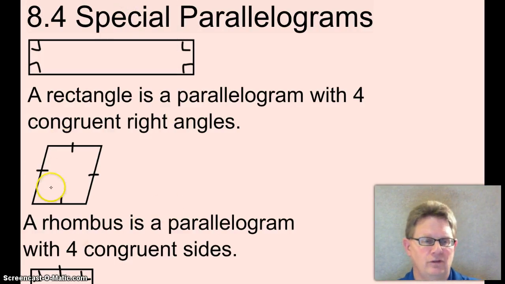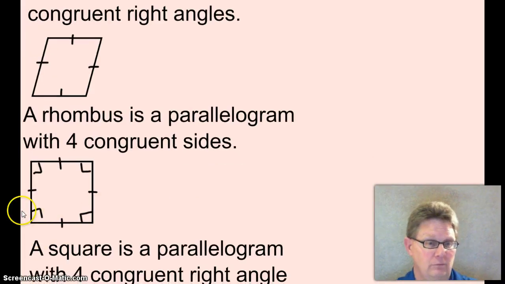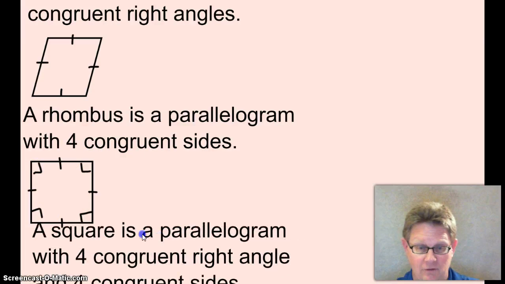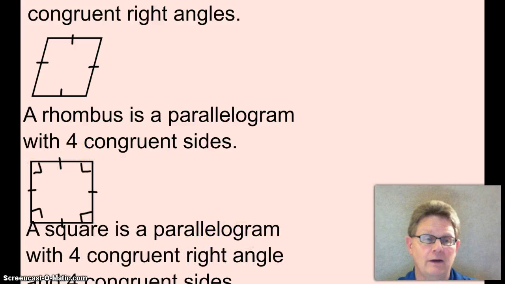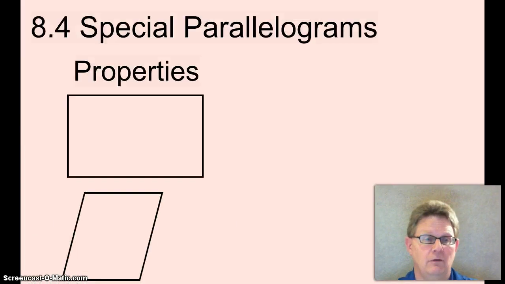Same thing goes for rhombuses. All the properties that apply to parallelograms also apply to rhombuses. And same thing with squares. A square has all the properties of a parallelogram because look, right here it says it's a parallelogram. Alright, let's move on to the special properties of these special parallelograms.